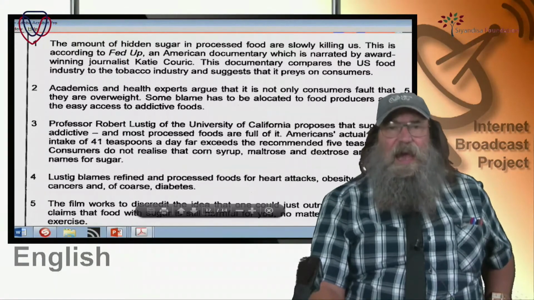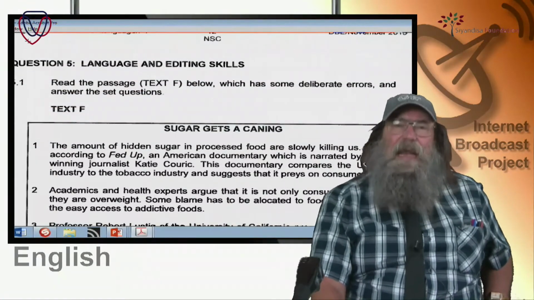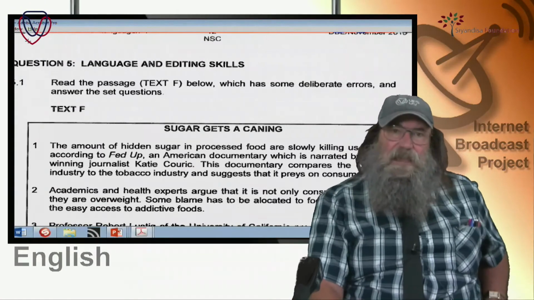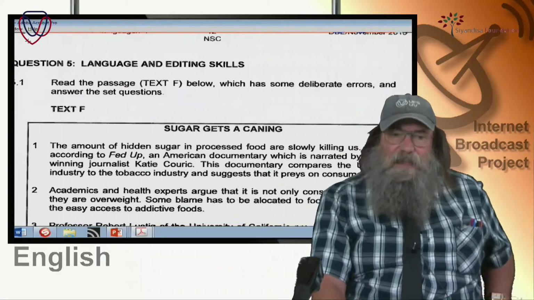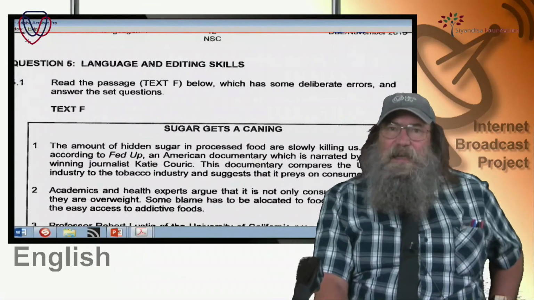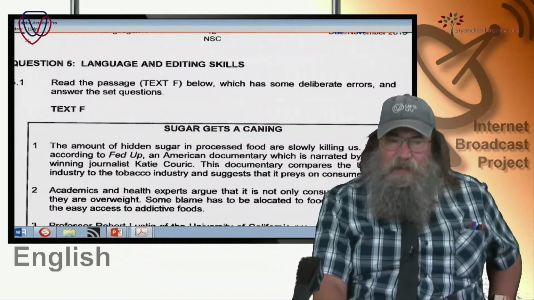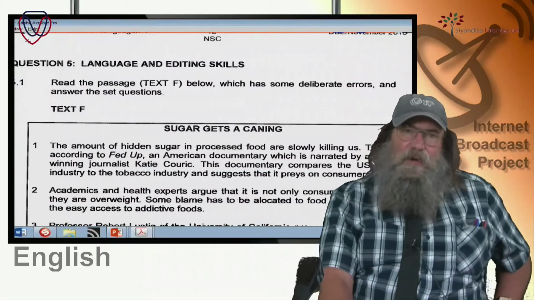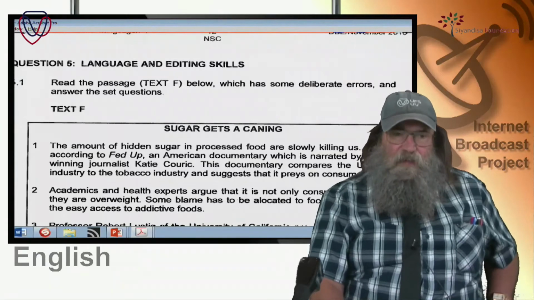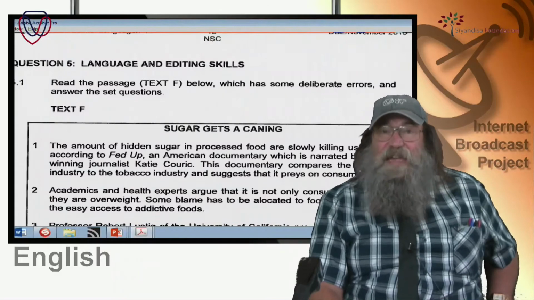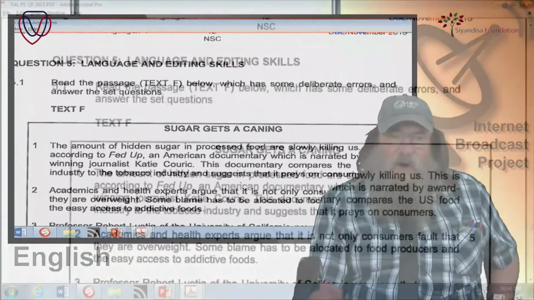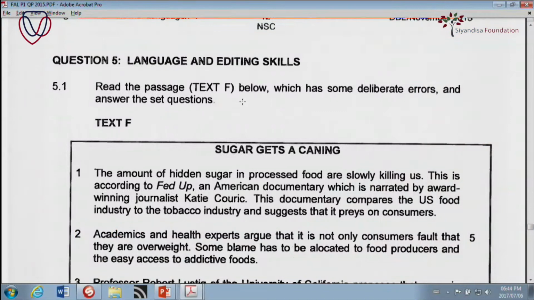Okay, and they call this section Language and Editing Skills. Now, when you're talking about editing skills, basically you're saying spot the mistake. What makes this linguistically incorrect? When you see a paper of this nature, the first thing that it says is: read the passage, text F below, which has some deliberate errors, and answer the set questions. Well, answering the set questions is what you are determined to do anyway, I know. But let's take a look at this then.